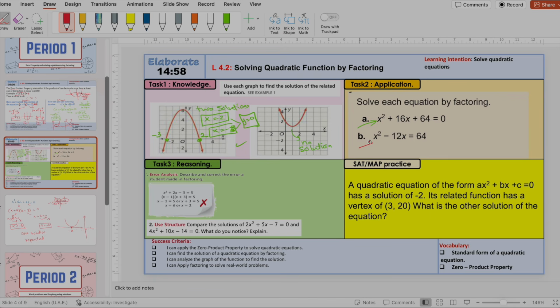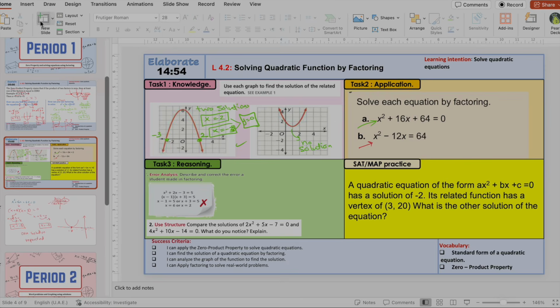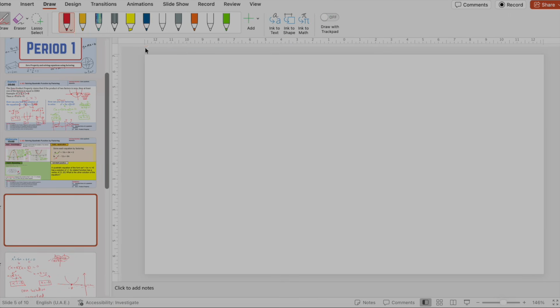We have x squared minus 12x equals 64. So let's try to do this one. x squared minus 12x equals 64. In this case, my number one golden rule is I should have the equation in the form of ax squared plus bx plus c equals 0. In this case, I don't have it equal to 0.